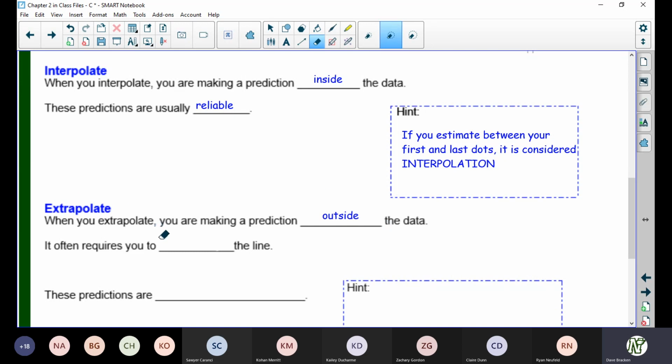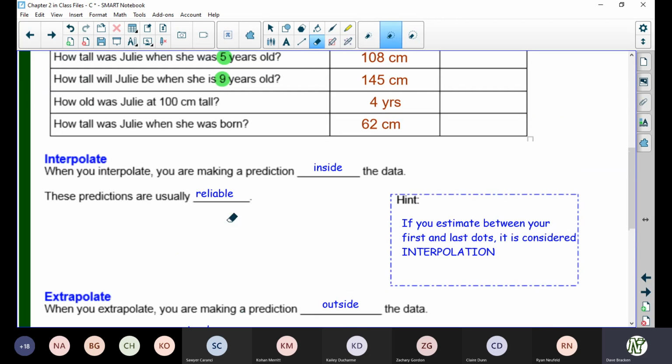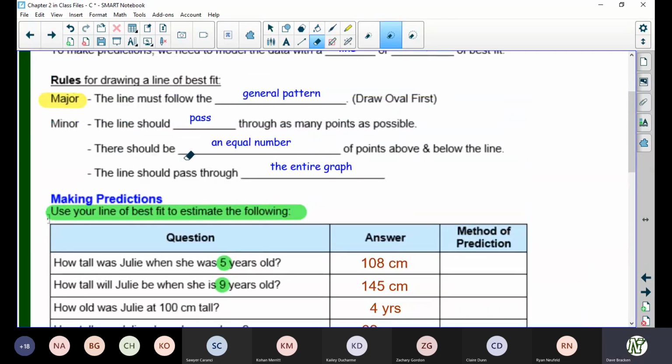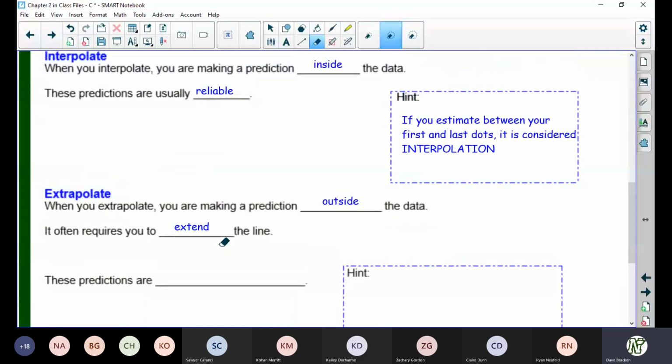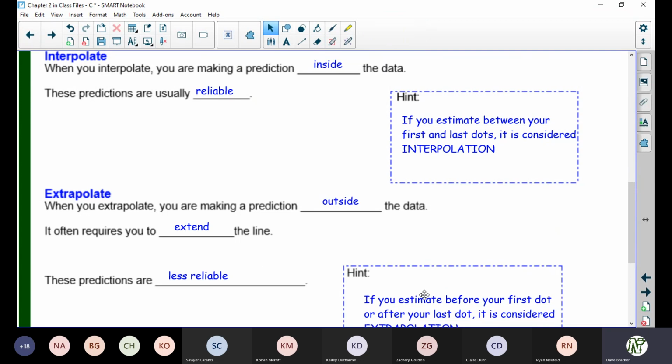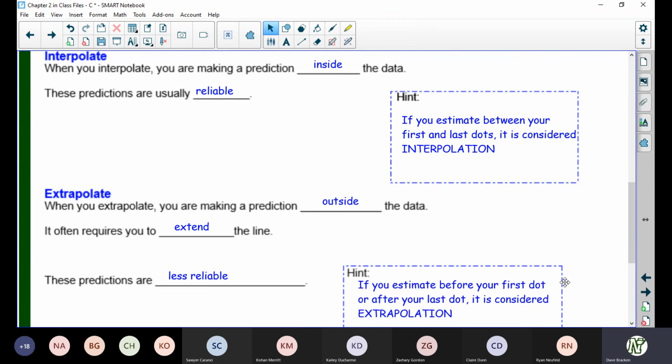This often requires you to extend your line. Now, do you remember how I said right up here, put your line through the entire graph? A lot of times you can save yourself this little step by just drawing your line through the entire graph. Anyways, you don't really have to extend that line. But unlike the interpolation, which is reliable, these are a little less reliable when you extrapolate. You've got to kind of watch yourself a little bit. And when you extrapolate, you're making a prediction before your first dot or after your last dot.